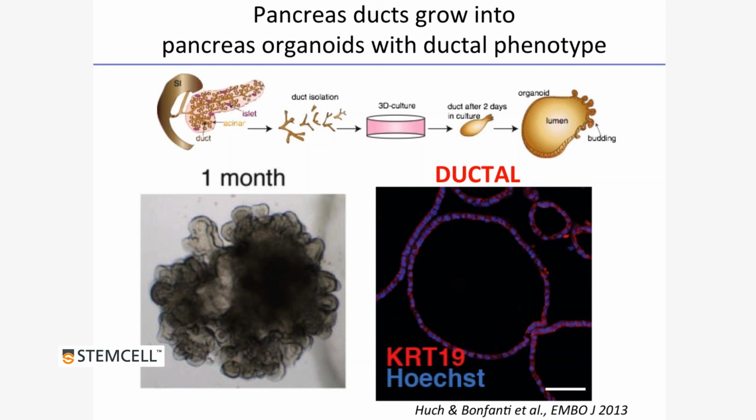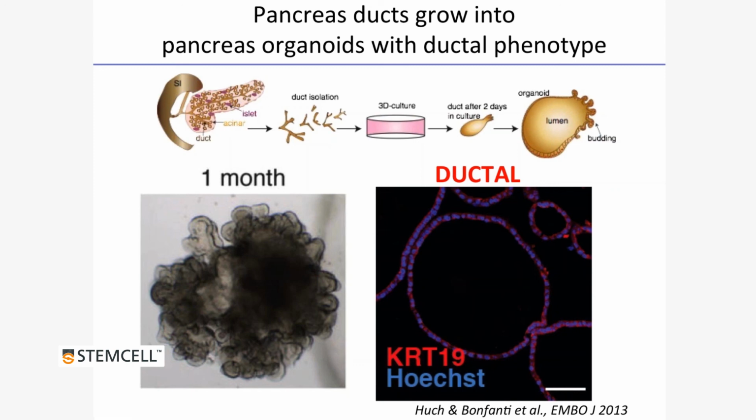Nevertheless, they retain the same structure. Both organs have a ductal system that is released into the duodenum, and both organs have functional cells that are surrounding this ductal system. In the case of the pancreas, of course, it's the acinar cells. In the case of the liver, it's the hepatocytes. And in the case of the pancreas as well, we have the islets, which contribute to glucose homeostasis.